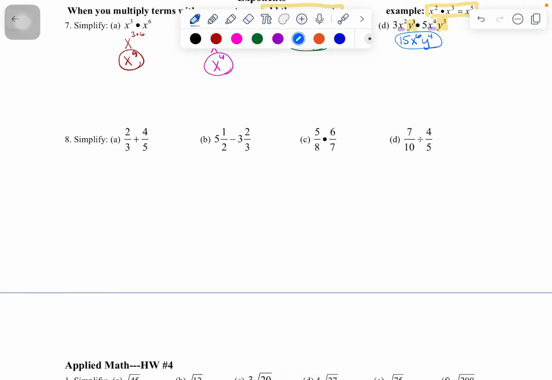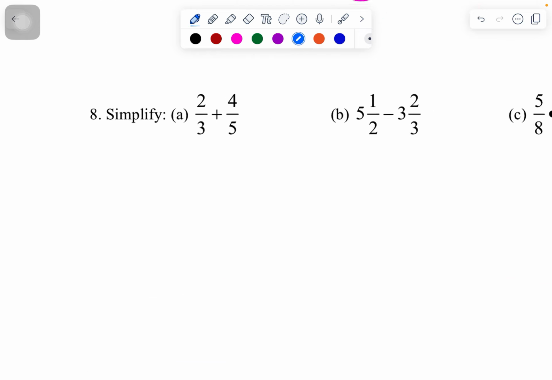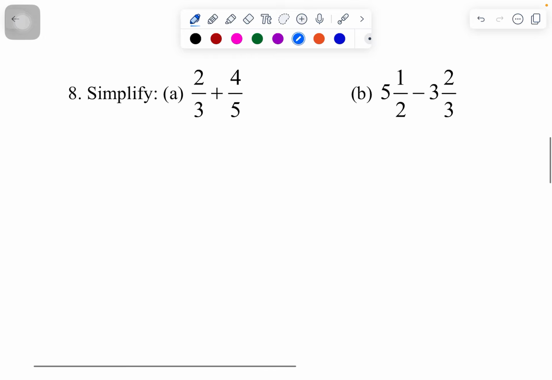All right, this is going to be the last video for Notes 4, and it's going to be a quick-ish recap of adding, subtracting, multiplying, and dividing fractions. All right, so part A and part B, you're adding and subtracting.